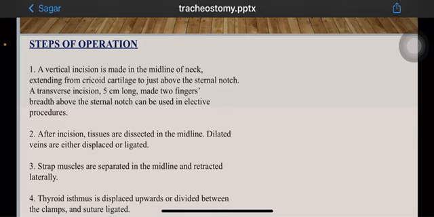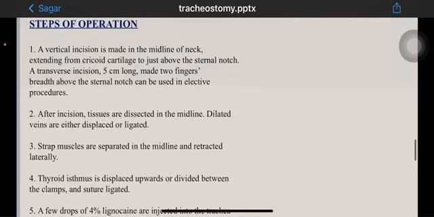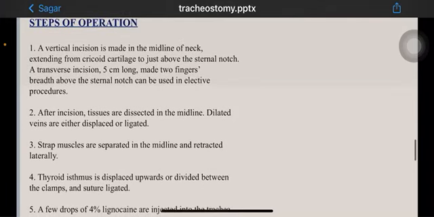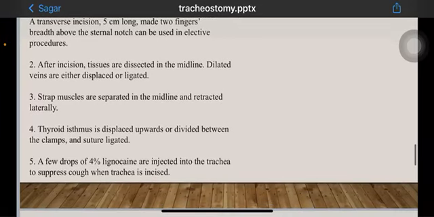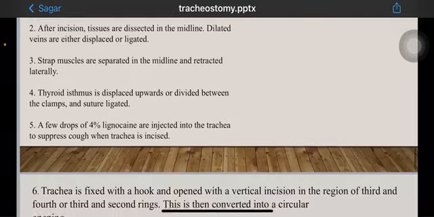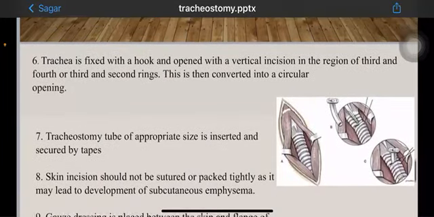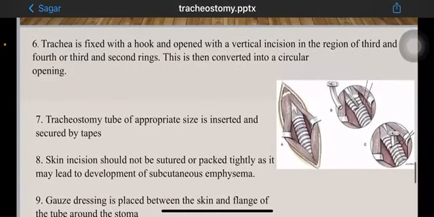Strap muscles are separated in the midline and retracted laterally. Thyroid isthmus is displaced upwards or divided between the clamps and suture ligated. A few drops of 4% lignocaine are injected into the trachea to suppress cough when trachea is incised. Trachea is fixed with a hook and opened with a vertical incision in the region of the third and fourth or third and second rings. This is then converted into a circular opening.